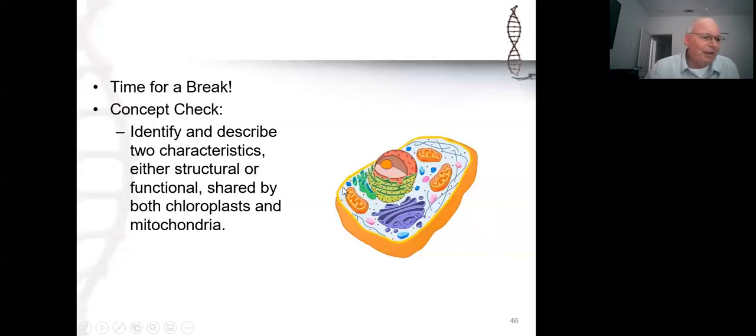So let's stop again very quickly for another concept check before we move on to the last group of organelles, the catch-all group: support, movement, and connection or communication. So the concept check question at this break is: identify and describe two characteristics, either structural or functional, shared by both chloroplasts and mitochondria. And there are a number of them, but all you need to do is come up with two. Cue the Jeopardy music.